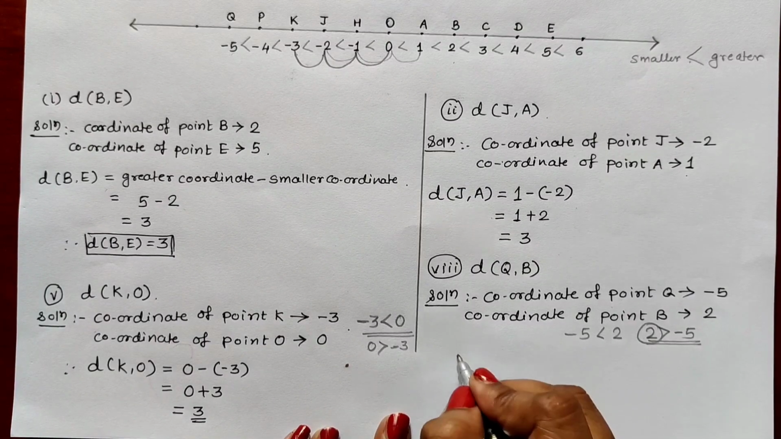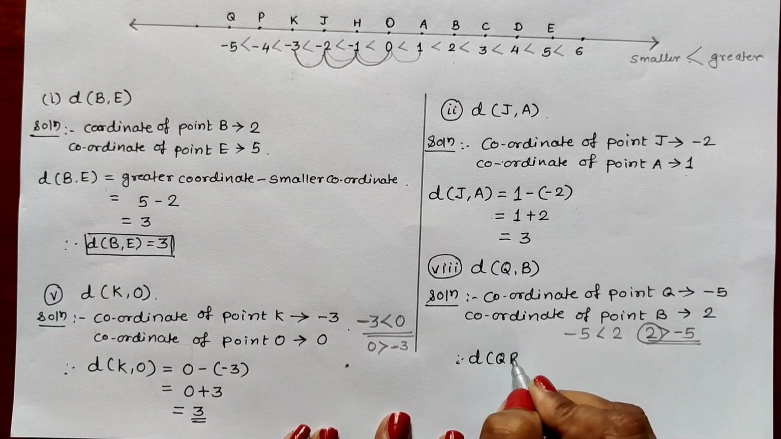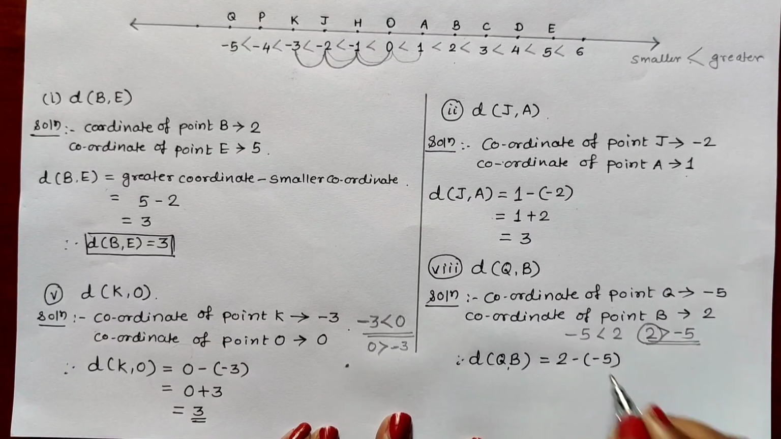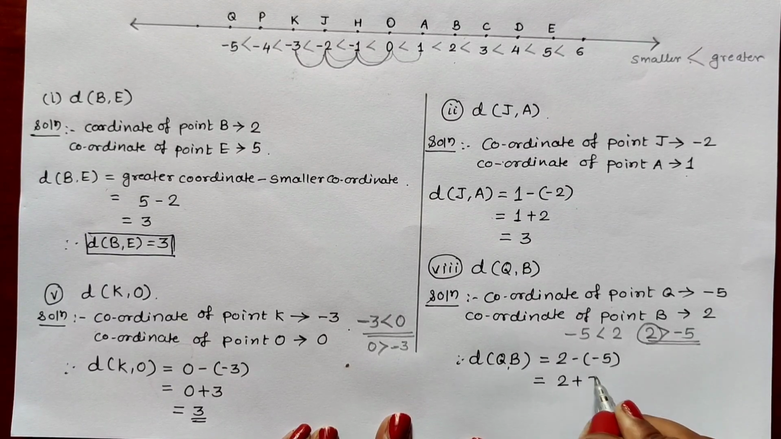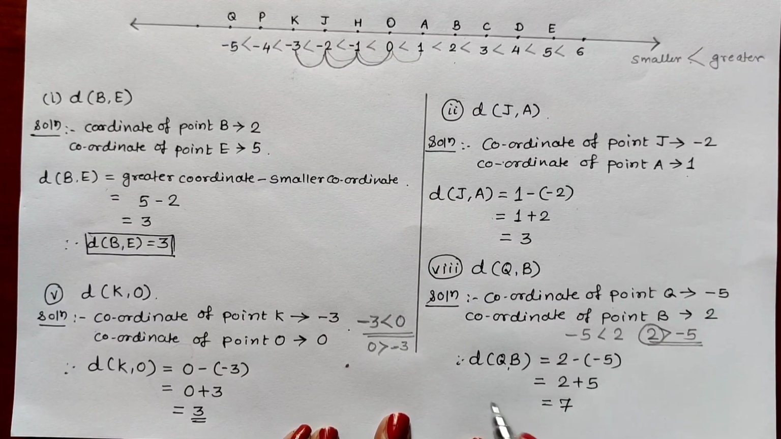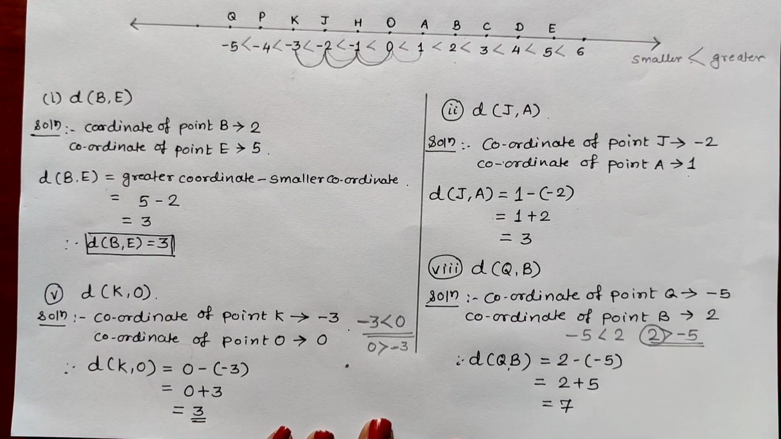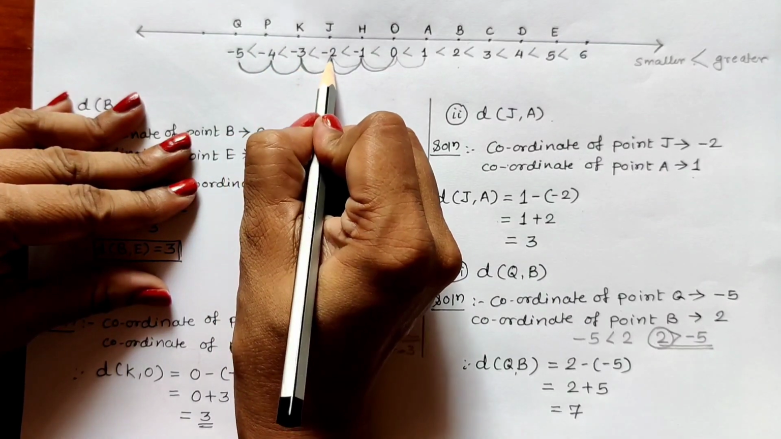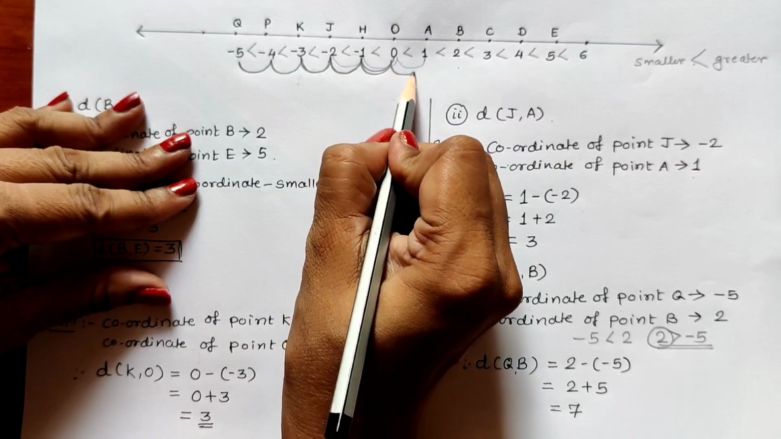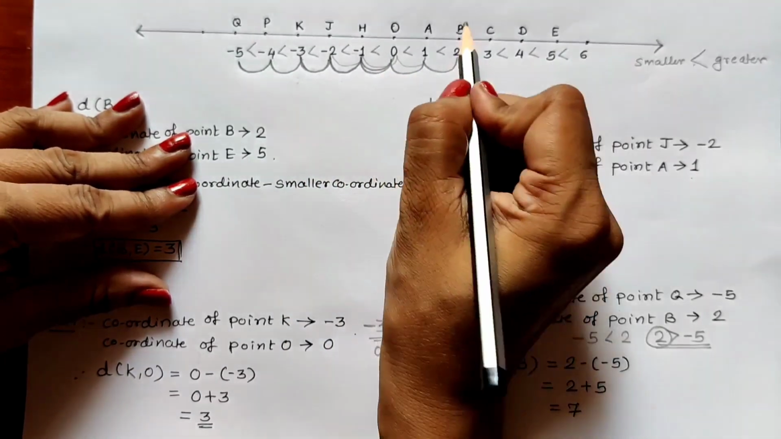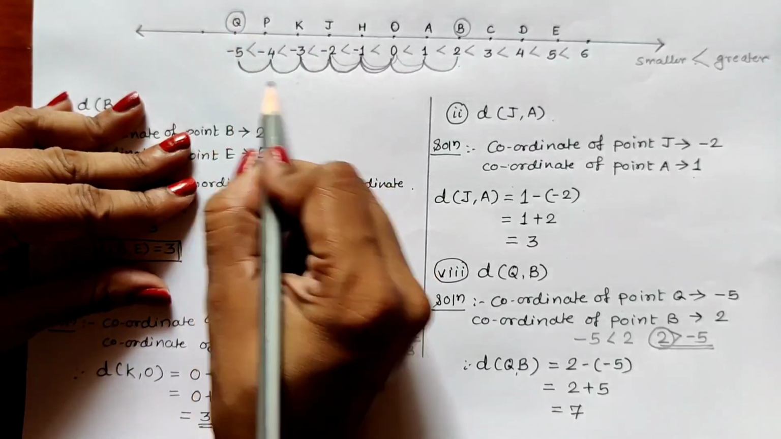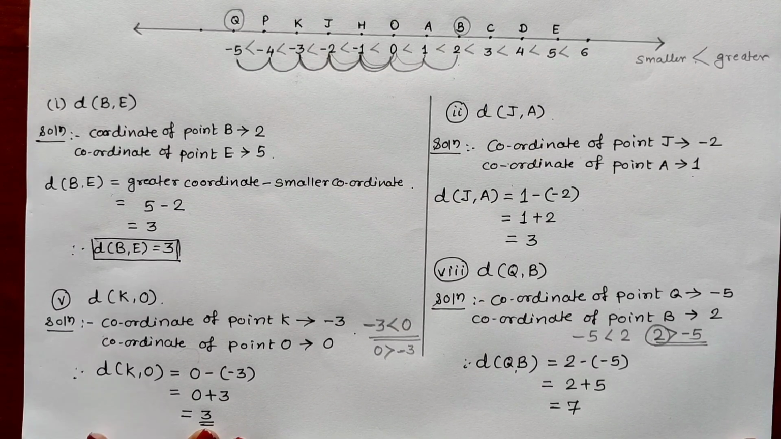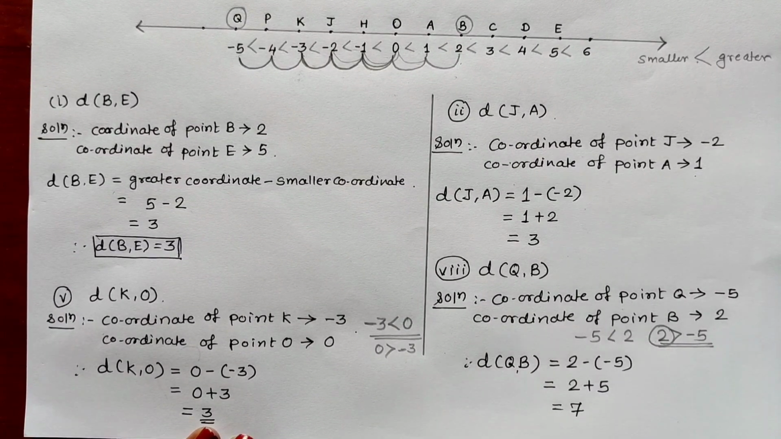Okay, so as 2 is greater, we will subtract -5 from 2. So distance QB will be equal to 2 minus -5. Minus will become plus. 2 plus 5. Answer will be 7. So distance QB is 7. Let us check distance Q to B. 1, 2, 3, 4, 5, 6, 7. Here it is B. It is B here and Q here. So distance is 7, as we all can see here. So in this way you can solve all the remaining sums from question number 1.